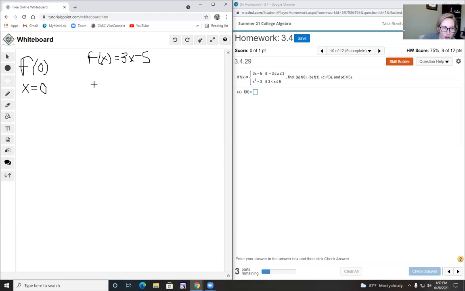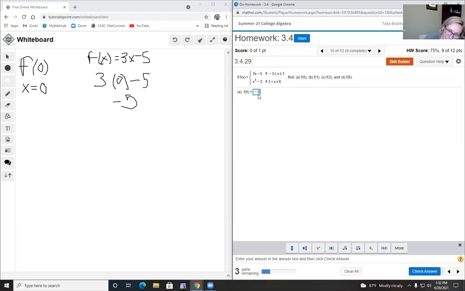Why is this so hard? Okay, and then we'd substitute 0 in for x. So 3 times 0, subtract 5. 3 times 0 is 0. Subtract 5 would give us -5.